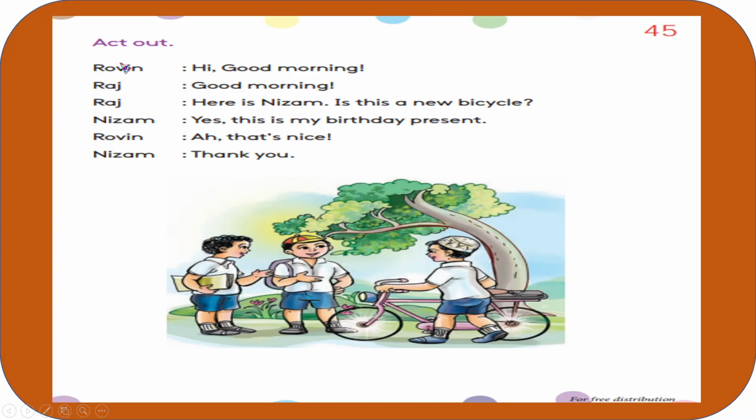Act out. Robin: Hi. Good morning. Raj: Good morning. Here is Nizam. Is this a new bicycle? Nizam: Yes. This is my birthday present. Robin: That's nice. Nizam: Thank you.